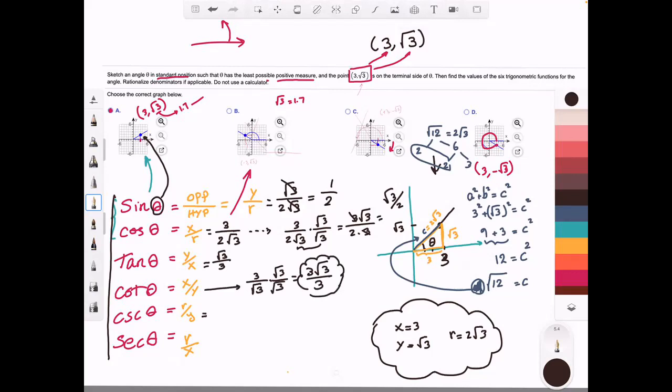Cosecant is r over y. Professor, when those two 3s don't cancel out, or is that a 2? I was just waiting for you to tell me. Thank you, that's why I circled them. Yeah, I forgot to cancel them. Cosecant is r over y, 2 radical 3 over radical 3. I cancel them, the answer is 2.